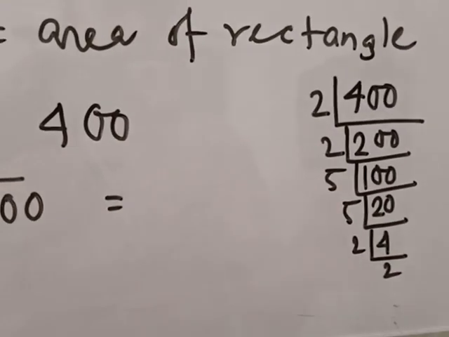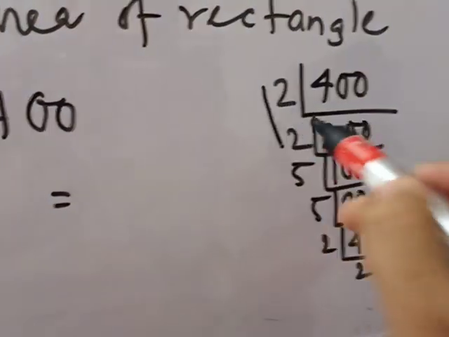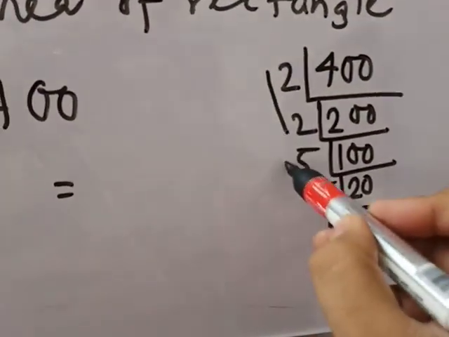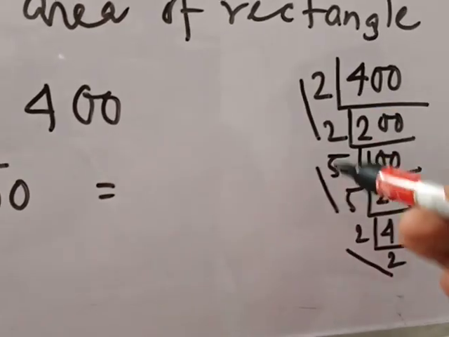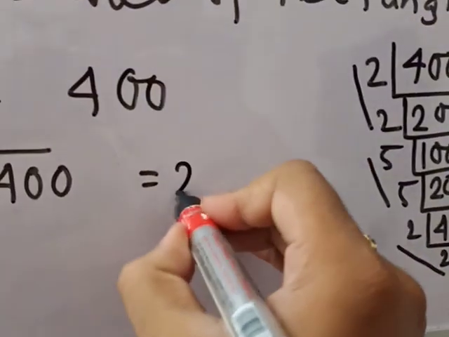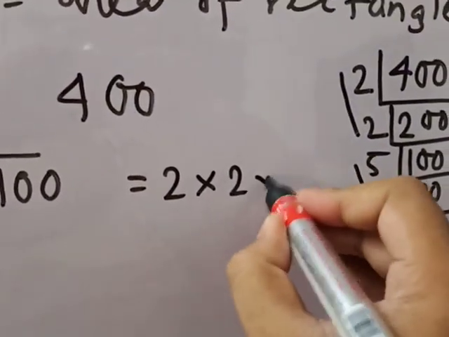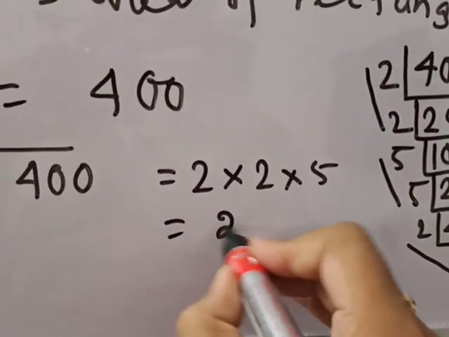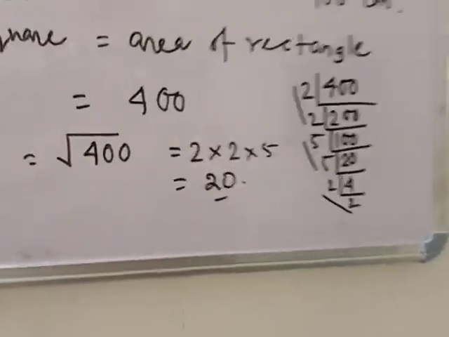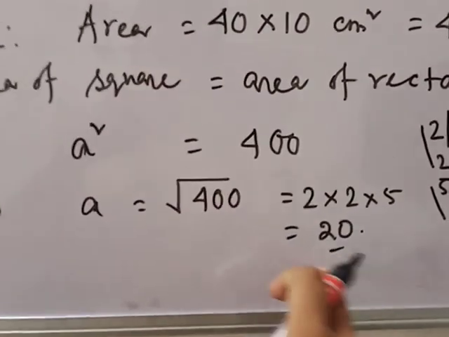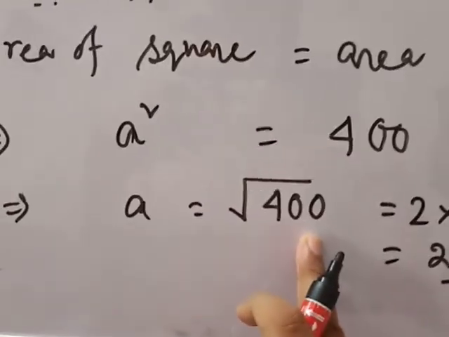Now see how many pairs there are: 1 pair, 2 pairs and 3 pairs. So 2 into 5 into 2, so 2 into 2 into 5. That means 20. So 20 is the square root of 400.